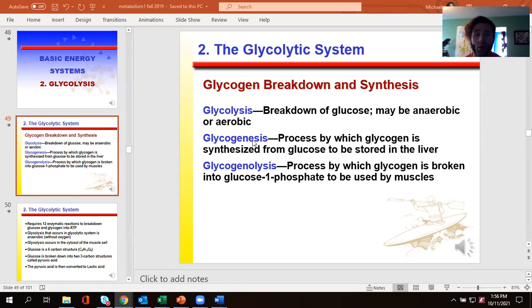Glycogenesis is going to be where we're essentially synthesizing glycogen. Now, this is going to be occurring inside of our muscles and our liver.